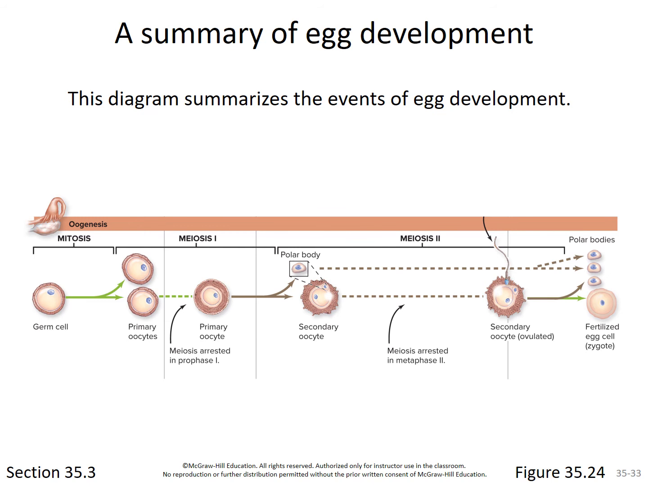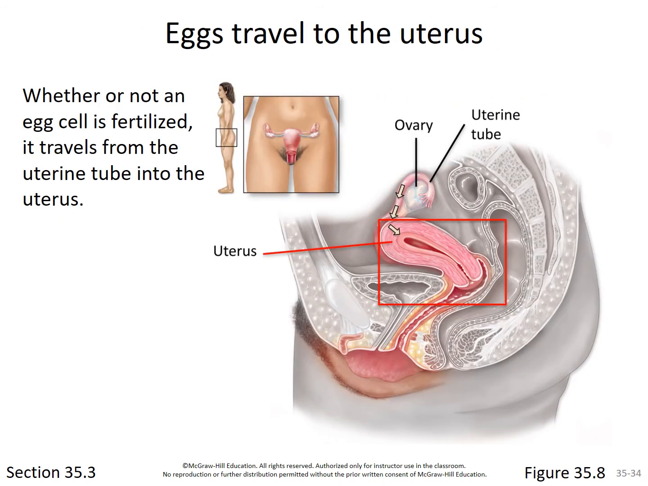So what will happen to the egg if it's not fertilized? It's washed out with the uterine lining during menstruation. So whether or not an egg cell gets fertilized, it travels from the uterine tube into the uterus. If it's fertilized, it'll implant, and if it's not fertilized, it won't. So you see the direction of the beige arrows showing you the direction of the egg cell coming from the uterine tube down to the uterus.